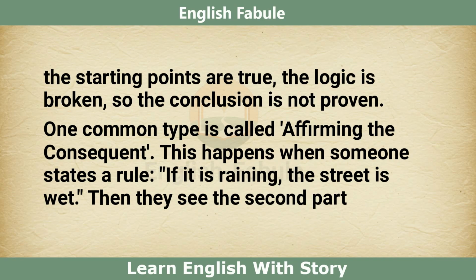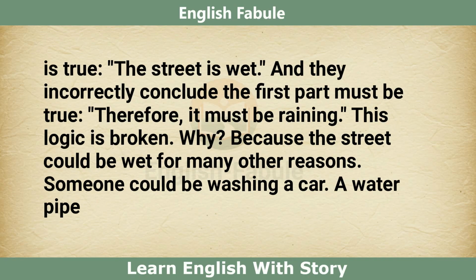One common type is called affirming the consequent. This happens when someone states a rule. If it is raining, the street is wet. Then they see the second part is true. The street is wet. And they incorrectly conclude the first part must be true. Therefore, it must be raining.